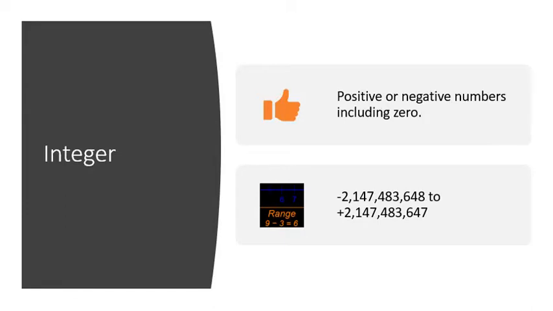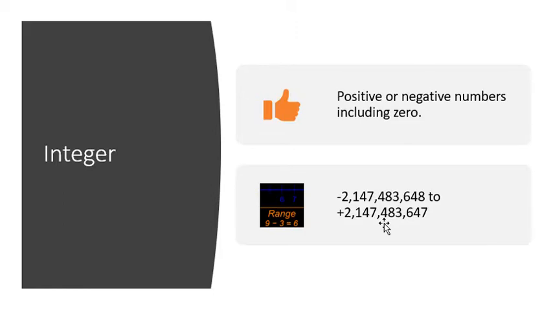So an integer can be a positive or a negative number, including 0. And the range is pretty big, right? For the memory that we use, which is a small amount of memory compared to some of the other variables, we can go all the way from negative 2 billion, 147 million, 483,648, all the way up to the same thing, positive, right? So we have a pretty big range of values that we could fit for an integer.